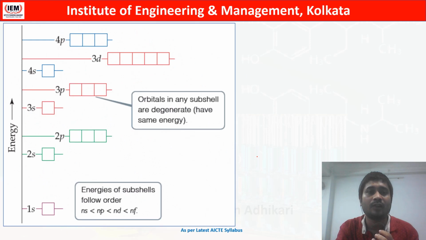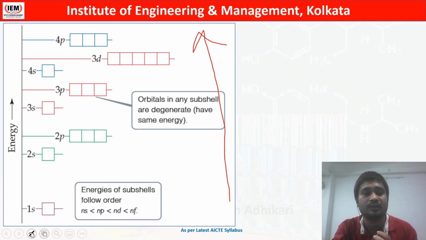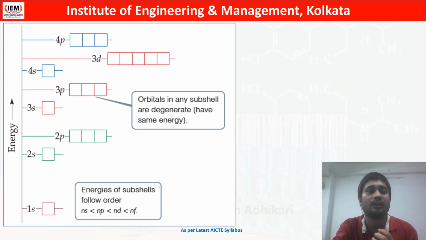Now let us try to understand the energy levels. As I told, 1s has the lowest energy, then 2s is higher in energy, 2p again higher in energy. So 1s, 2s, 2p, 3s, 3p, 4s, 3d, 4p. As you go along, the energy is increasing in this direction. That is also very important, that you should know how the energies are increasing.